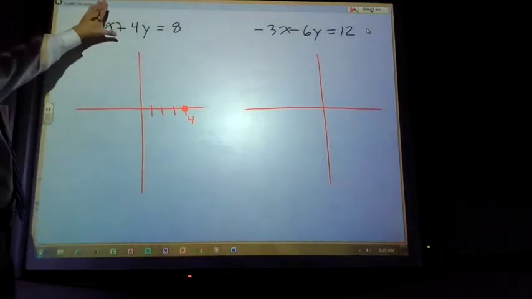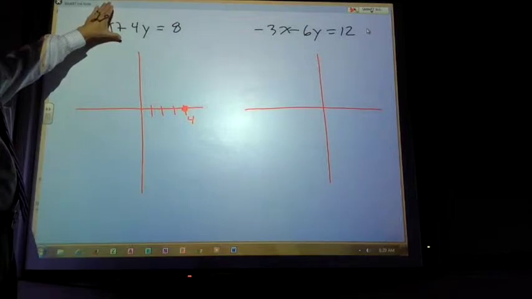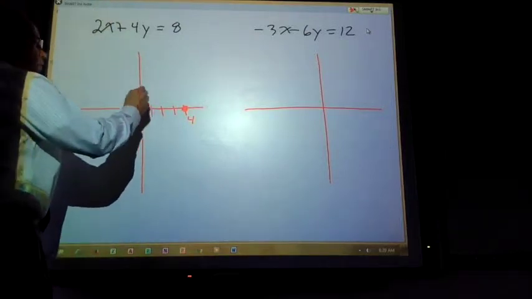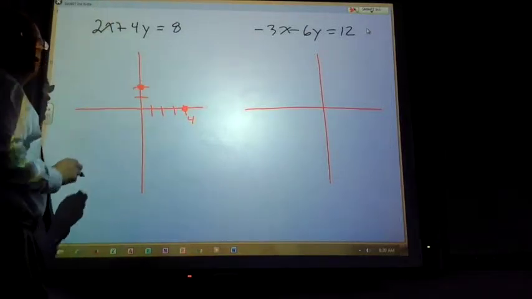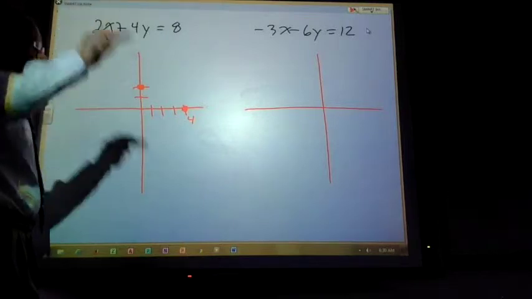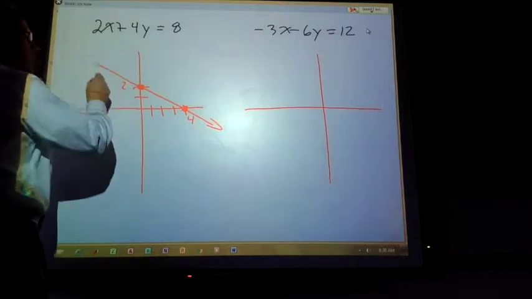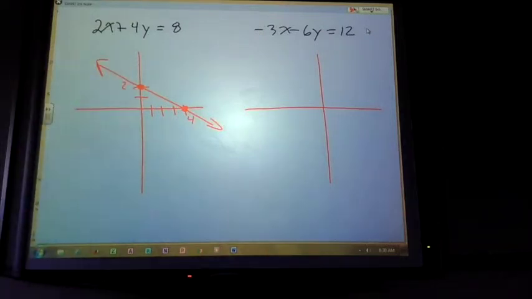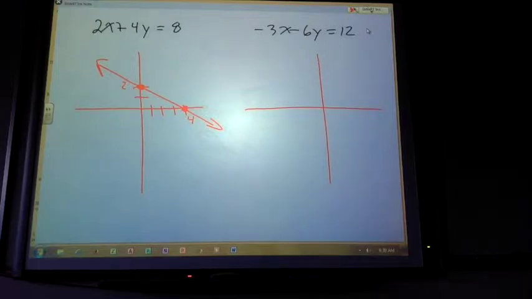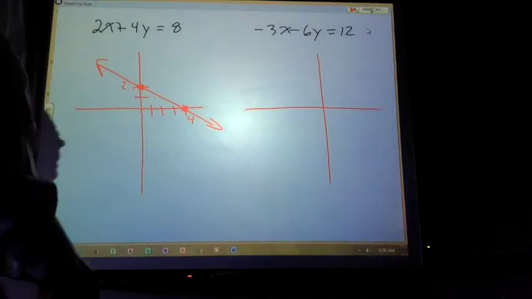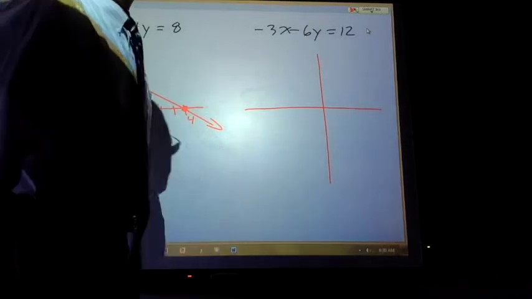All right, George, ready? 4y equals 8. 2. What point is this? 0, 2. So that's the y-intercept. Connect the dots. We are done. George, you feel good about that? Yeah. George, who do you want me to pick on? I don't know. Okay, Casey.